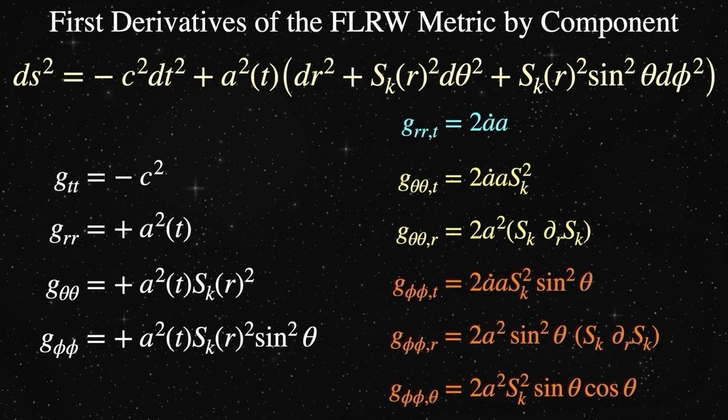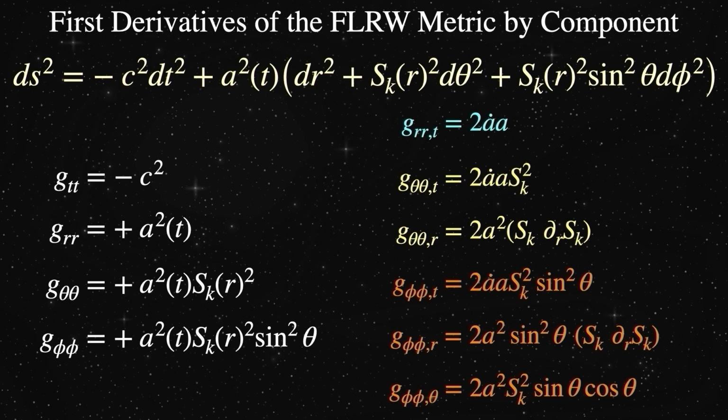As expected, there are 4 of them with no cross-product terms, and then we take the partial derivatives of each of these metric components with respect to each of the coordinates and keep only the non-zero results. We've now got something that starts to look nasty there, a partial derivative with respect to radial coordinates of the S sub k function. That's going to give us a wallop of a headache in just a moment.